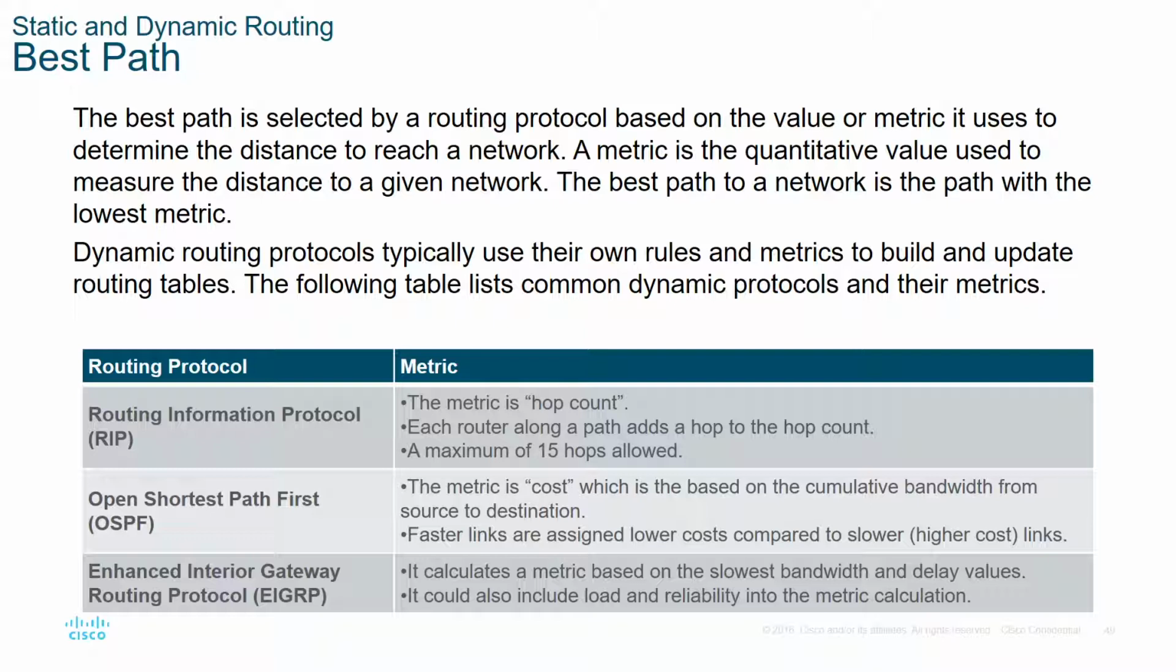So for Routing Information Protocol, RIP, the metric is hop count. Each router along a path adds a hop to the hop count. A maximum number of 15 hops is allowed. In Open Shortest Path First, OSPF, the metric is cost, which is based on the cumulative bandwidth from source to destination. Faster links are assigned lower costs compared to slower, higher cost links. Enhanced Interior Gateway Routing Protocol, EIGRP, calculates a metric based on the slowest bandwidth and delay values. It could also include load and reliability in the metric calculation.